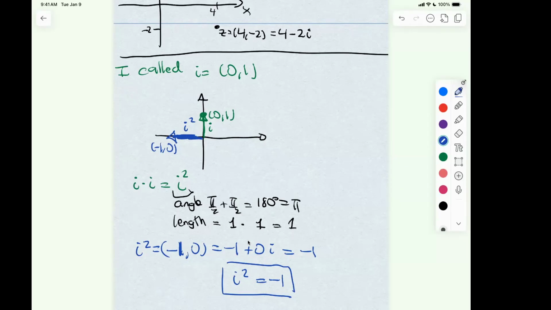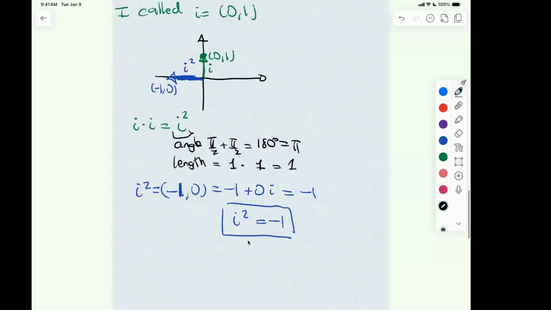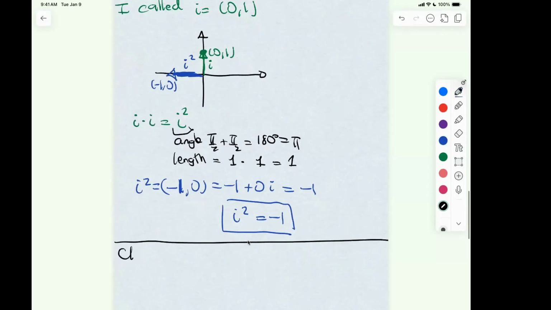Okay, and now that we know that i squares to -1, I can give you the clever way of doing the product. So this is the clever way of finding the formula for the product. So, a clever way to multiply complex numbers.